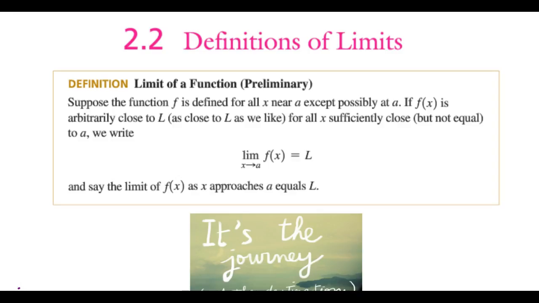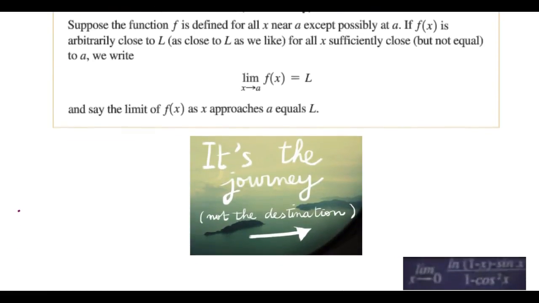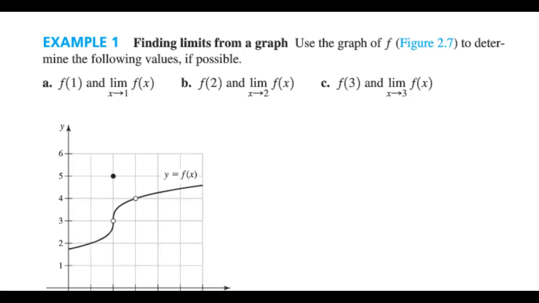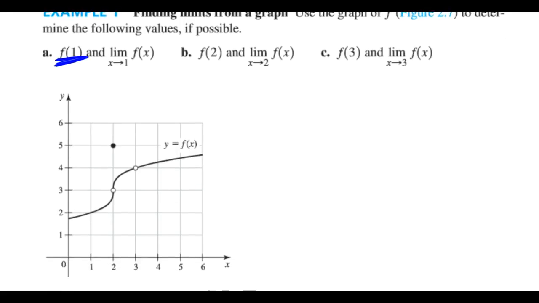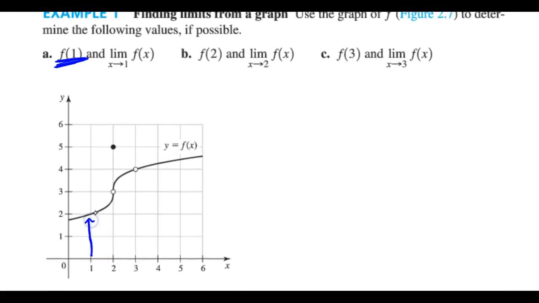So a good definition of limits is it's about the journey, not the destination. I'm worried about the approach, not where the value of y is. For example, looking at a graph, if I ask for the value of f at 1, I'm really looking for the y value at x equals 1. If you let x be 1, you can see the y value is 2. But in the second part, it's asking for the limit of the function as x approaches 1, and the limit really is the left approach and the right approach.